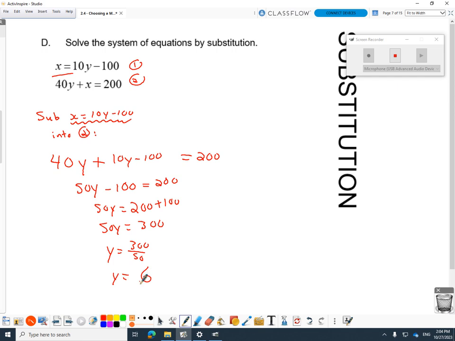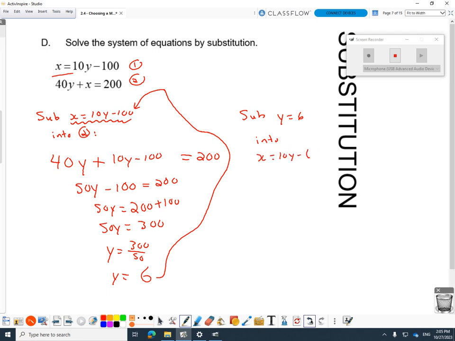Then take that y equals 6 and sub it into, which one? 1, 2, or 3? I like this one. It doesn't matter which one. You'll get the same answer either way, but maybe you can make your life a little easier. Sub what? Jeez, I wrote y. Y equals 6 into x equals 10y minus 100.